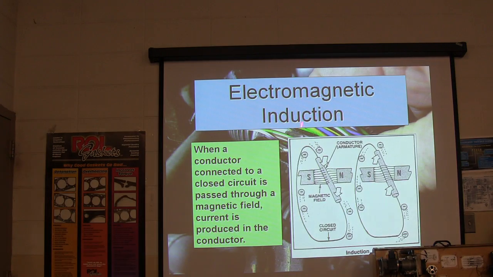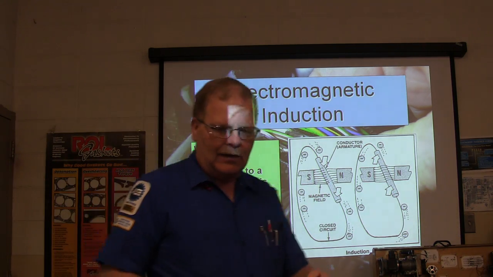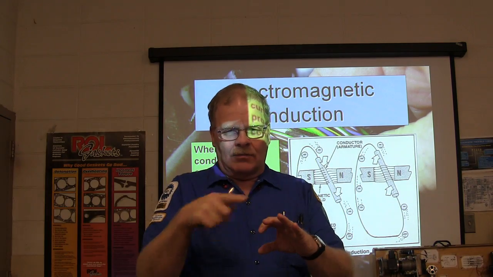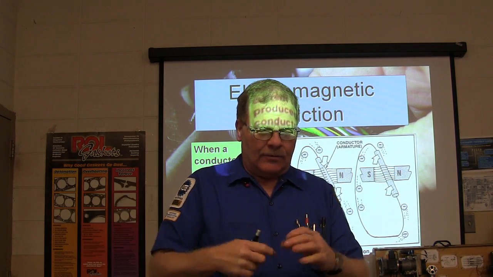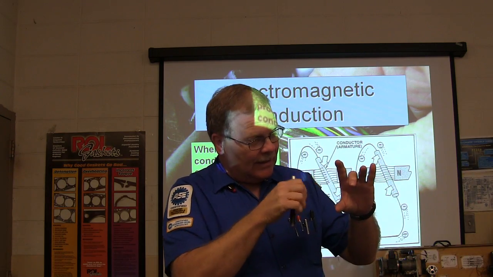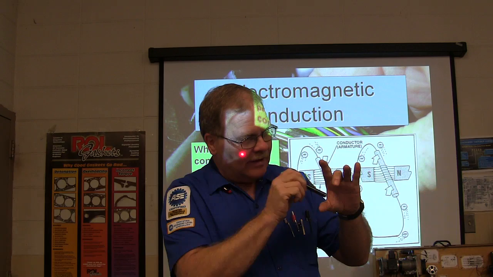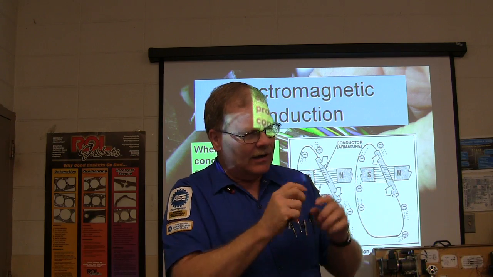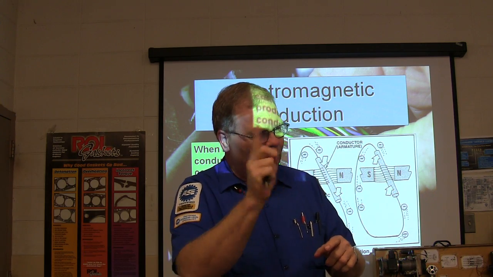All right, so this is induction. When a conductor in a closed circuit is passed through a magnetic field, you create current. I can take a magnet wire, and I've got a roll of magnet wire out here, and I can roll it up and roll it up and hook up both sides to a meter, and then I can make it like a donut, and I can take a magnet and go through that. Don't even touch it. I'm just going through there, and you're going to see that meter going back and forth.